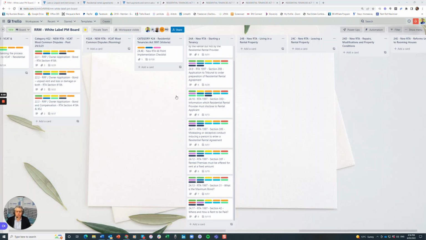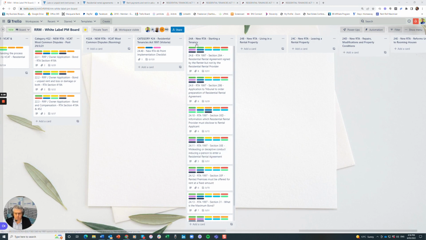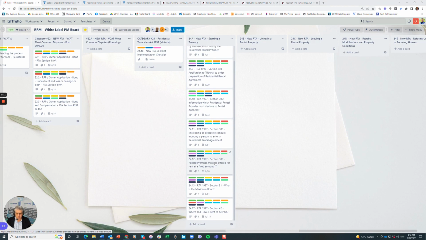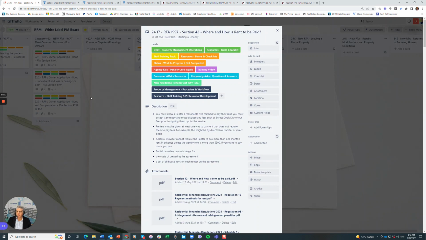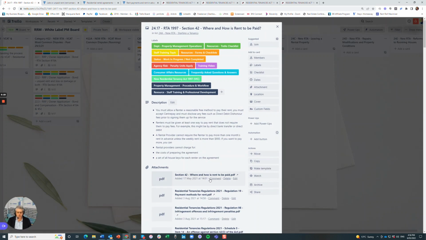As we work our way through the different sections of the new Tenancies Act, I'm looking at Section 24 in the Trello board, the white label board. If we come all the way down to the bottom here, the item we're going to look at right now is Section 42 of the Tenancies Act, which is where and how is rent to be paid. Okay, so let's open this up now, and there are a number of attachments.